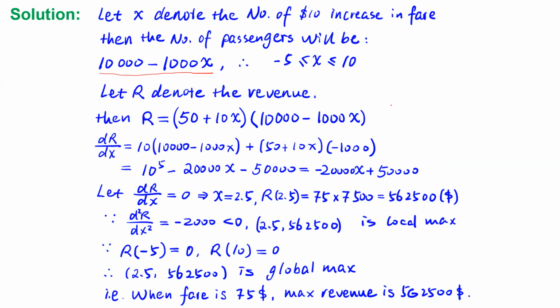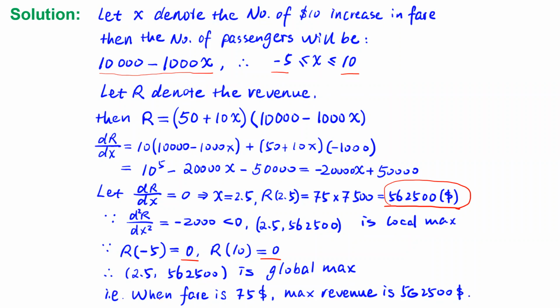Also, because the global maximum or minimum can only be achieved at a local maximum or local minimum or at the endpoints, next, let's check the endpoints, which are -5 and 10. First of all, find R(-5). This gives us 0, and R(10) is also 0. Therefore, if we compare these values, then we know this value here is the global maximum value of this function. Therefore, we say 2.5 and 562,500 is a global maximum.